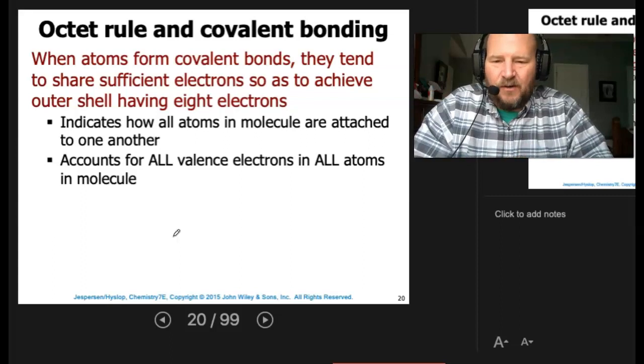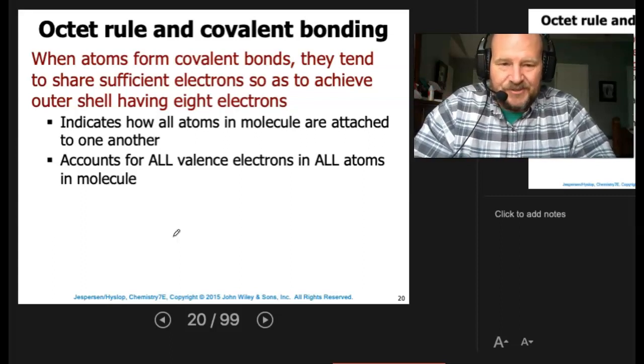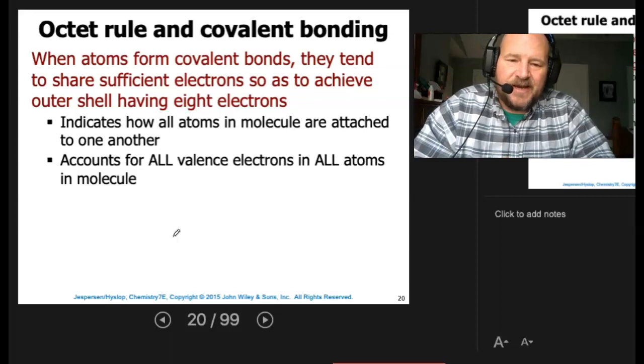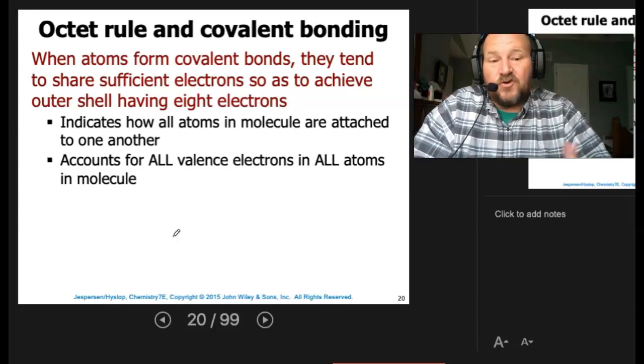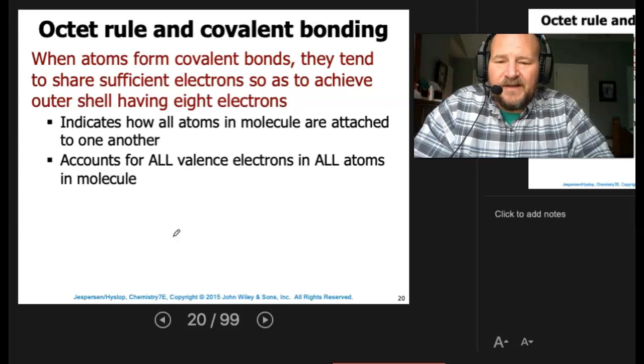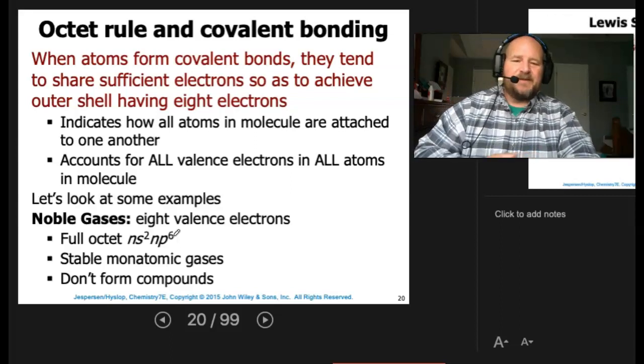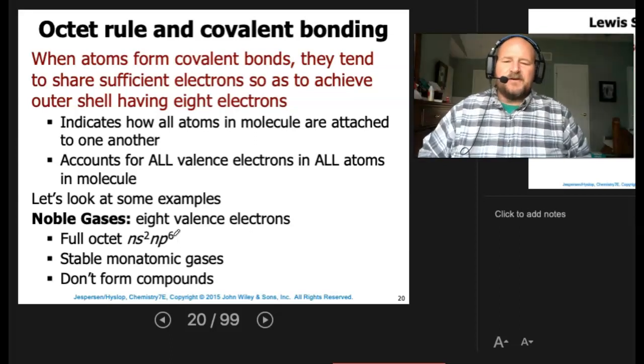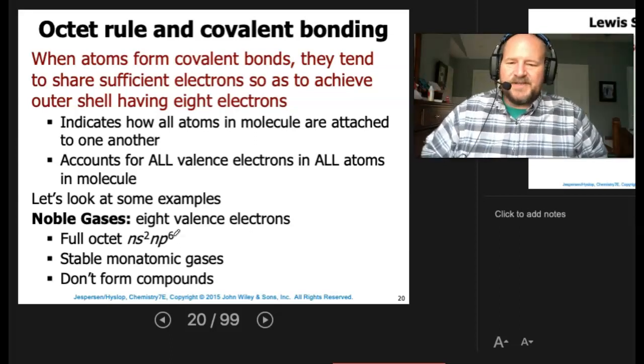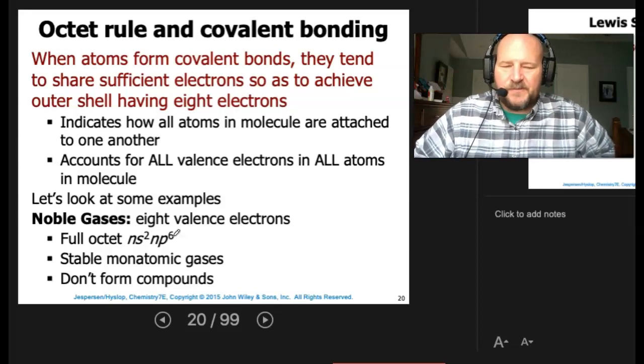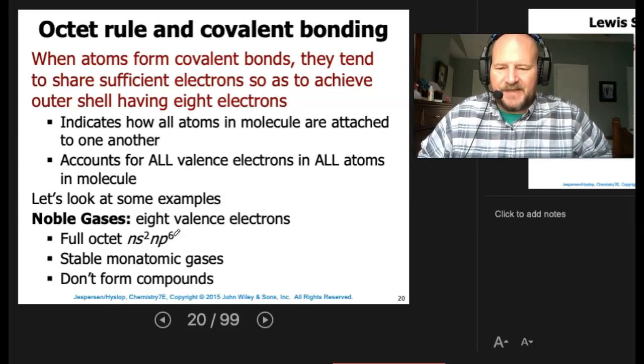We'll indicate how all atoms in the molecule are attached to one another. Okay, so we're not forming a lattice here. There's no lattice energy to be gained. The only energy we're going to get is the exothermic energy that comes off from creating the bond. This is going to account for all valence electrons in all atoms in the molecule. And again, we'll jump into some examples and hopefully it will make sense. So each one wants to get 8 valence electrons, which means we want to fill the s and the p. So we want to have an s2p6 formation here.